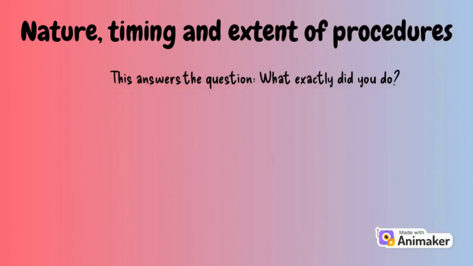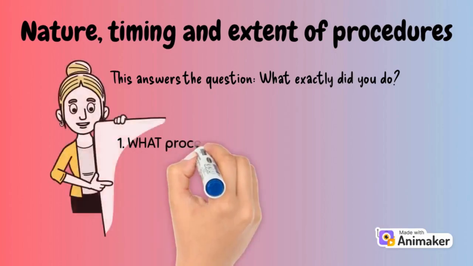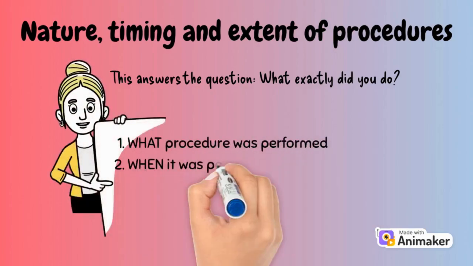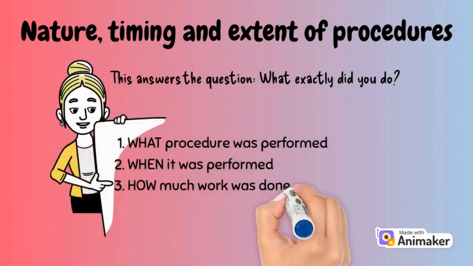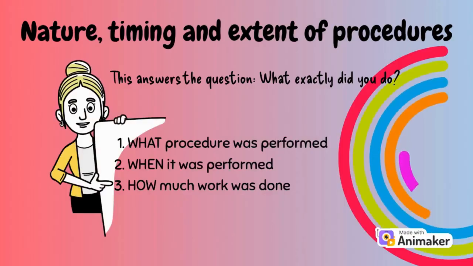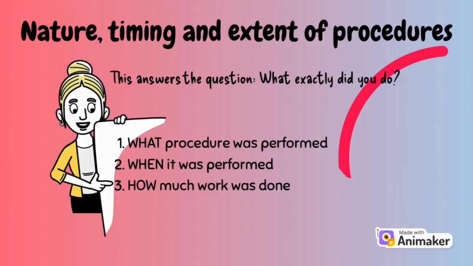This answers the question, what exactly did you do? Your working papers should clearly show what procedure was performed, when it was performed, how much work was done. For example, instead of saying tested expenses, your file should explain the sample size, the period selected, and the source documents used. This shows that your procedures were appropriate and sufficient.